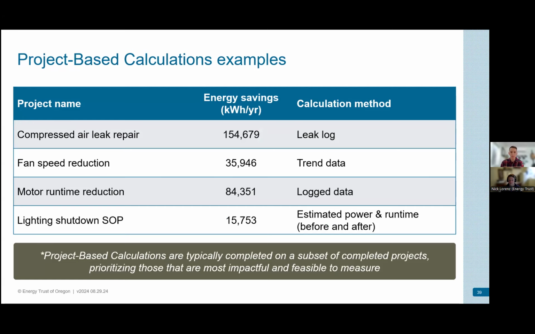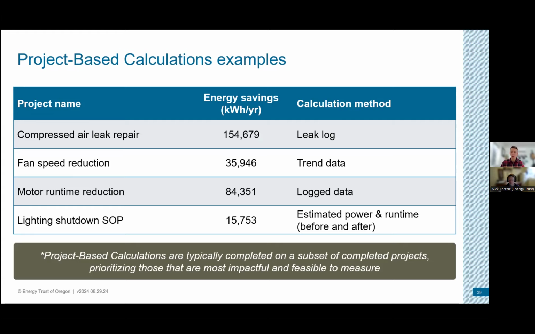Let's say you're in the SEM program, you find a whole bunch of compressed air leaks, and you go about repairing those, and you repair a whole bunch of them, and it amounts to over 150,000 kilowatt hours a year of savings. Well, we could quantify that savings via a leak log. And really, on the leak log, we're going to have a measurement from the ultrasonic leak detector that indicates the sound or the decibels of each leak. We'll know the pressure that the leak was at. That allows us to get the flow, the CFM of each leak.